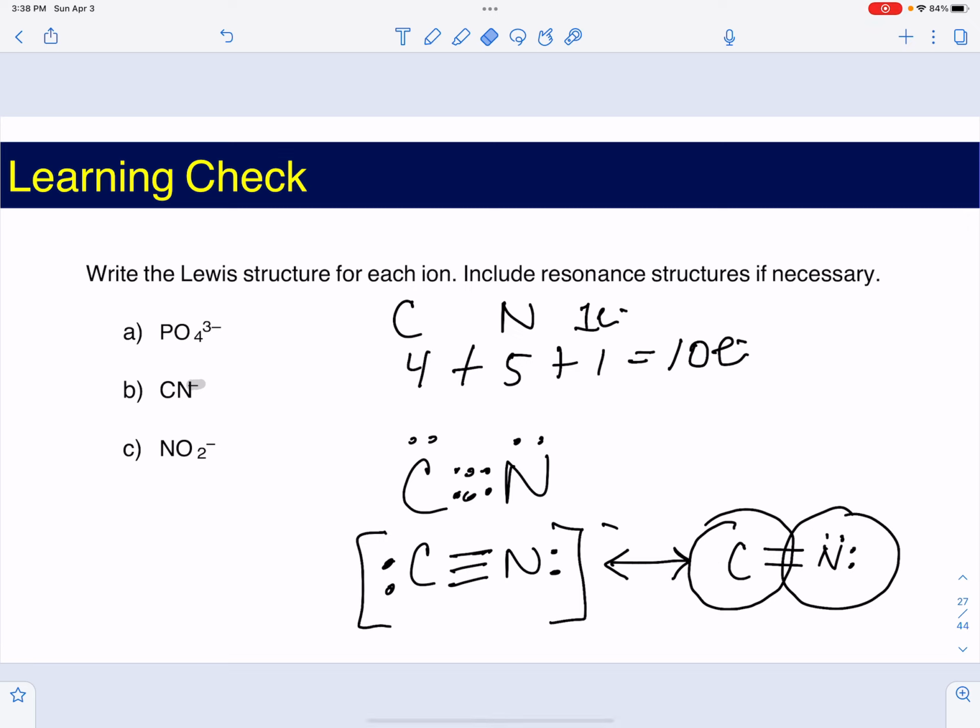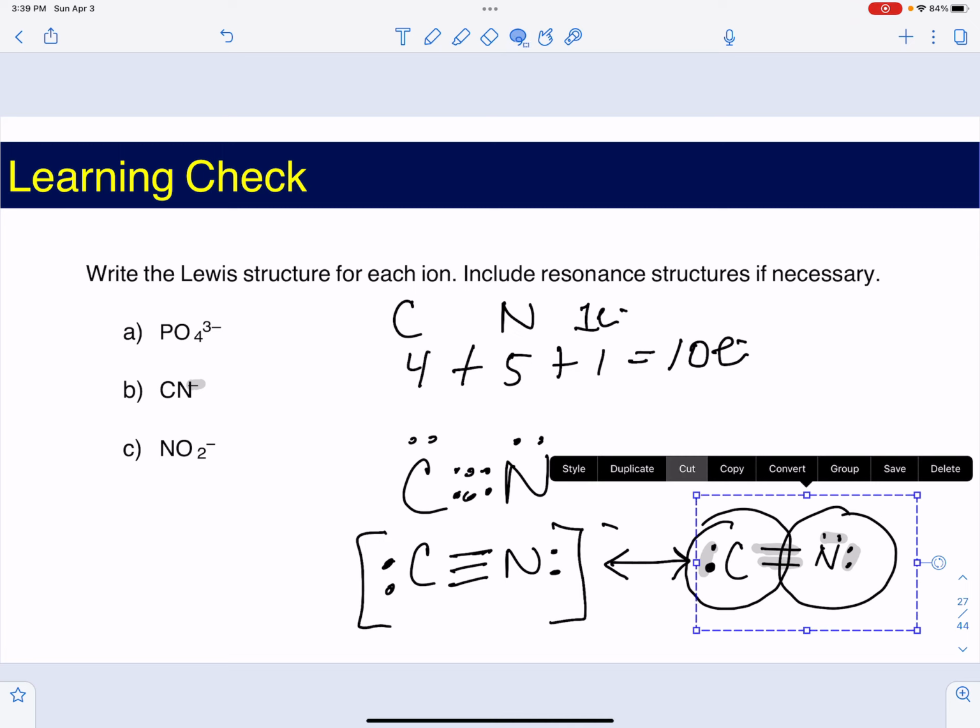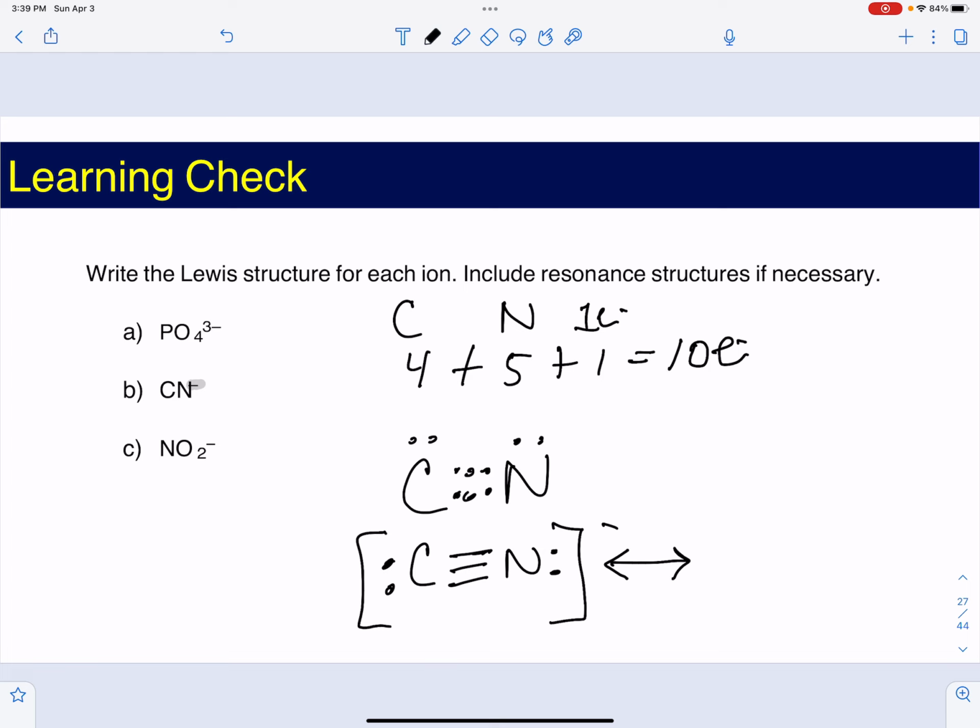So I will have 2 electrons, 4, 6, 8, 10, but the carbon is not happy. So that cannot be a resonance. So let's try something else.